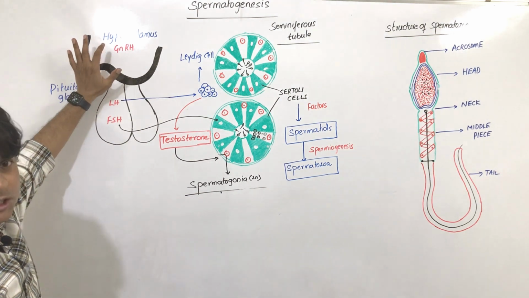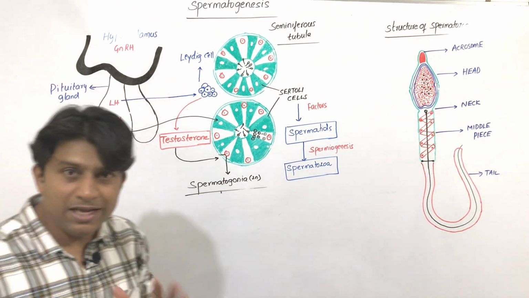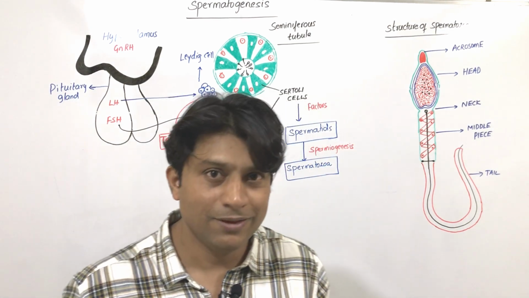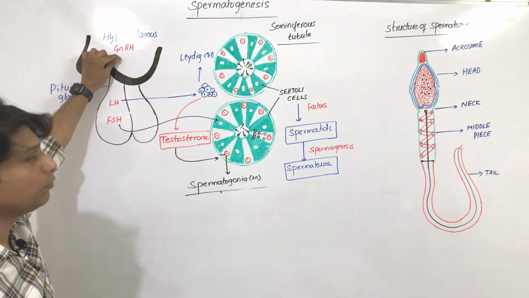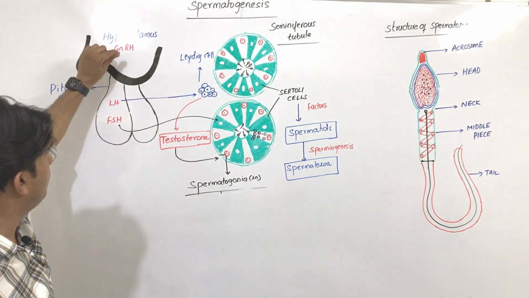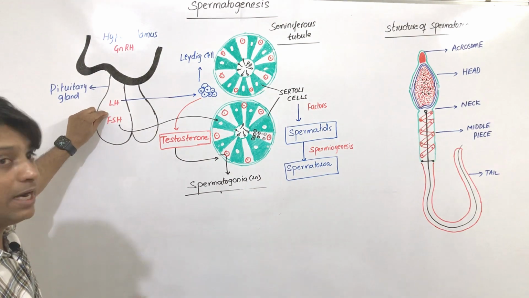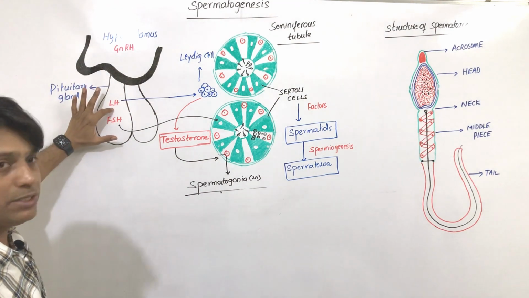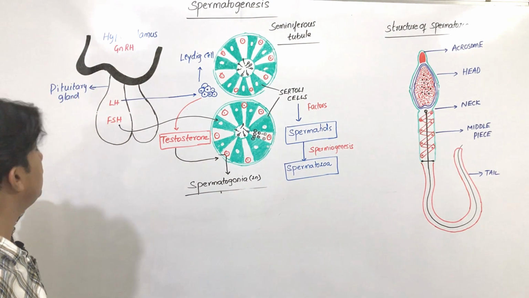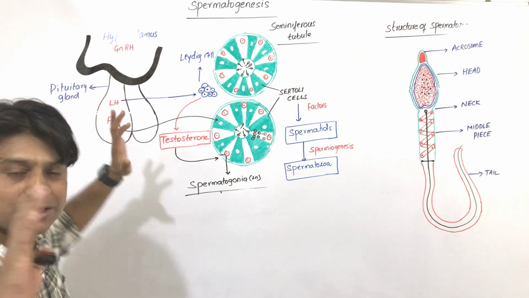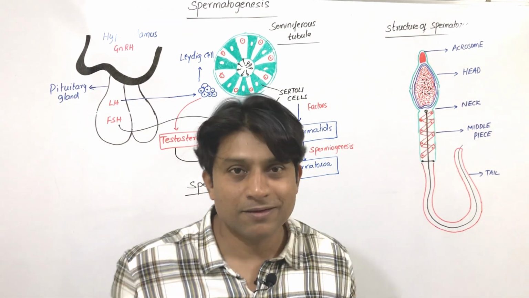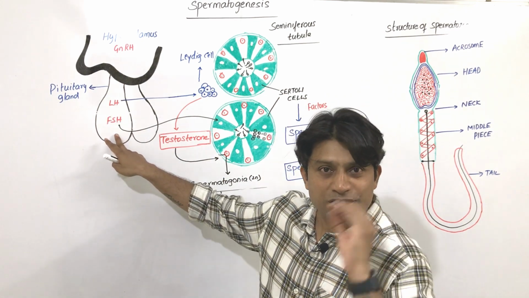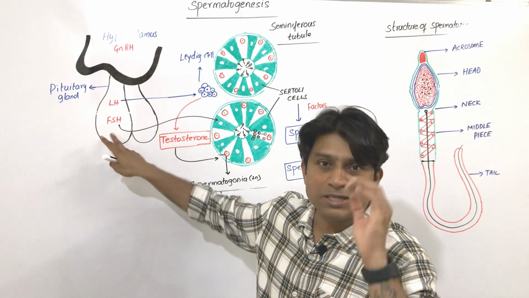Now, after reaching puberty, the hypothalamus releases significant amounts of gonadotropin releasing hormones. These gonadotropin releasing hormones reach the anterior pituitary through the portal veins. The anterior pituitary releases gonadotropins like luteinizing hormone and follicle stimulating hormone. The gland is present in the brain. These hormones reach the testes through blood circulation.